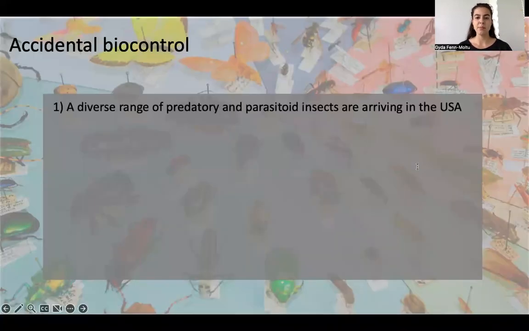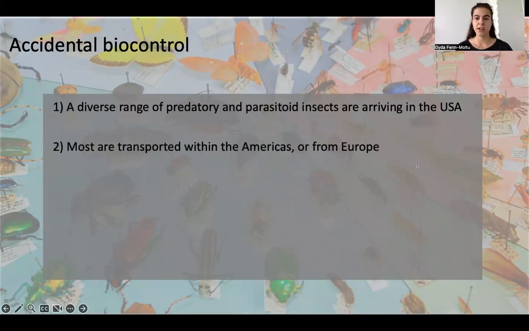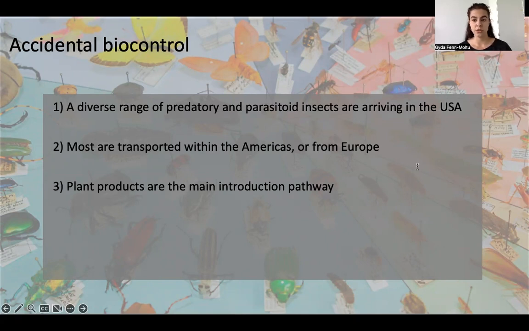To wrap things up, there's a pretty high abundance and diversity of these accidental biocontrol insects that are being transported unintentionally through the commodity trade. Most of these insects arriving in the US have come from within the Americas, along with a sizable number from Europe. This probably reflects trade patterns over the last century. Similar to most other insects, plant products are the main introduction pathway and are therefore key to managing new introductions.